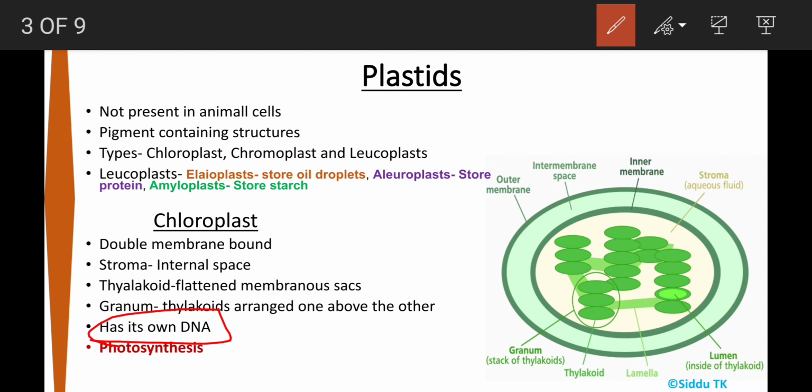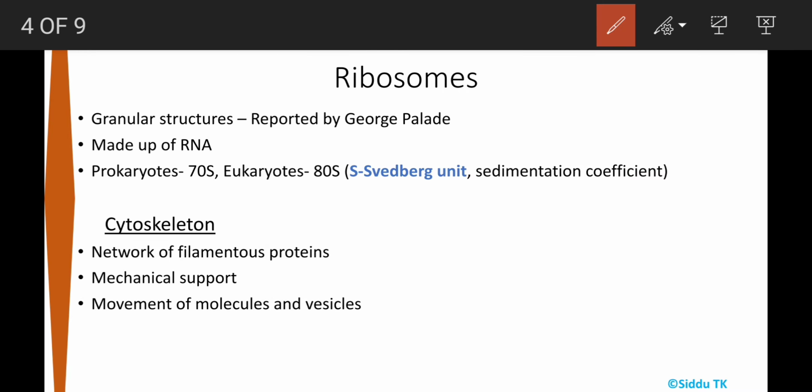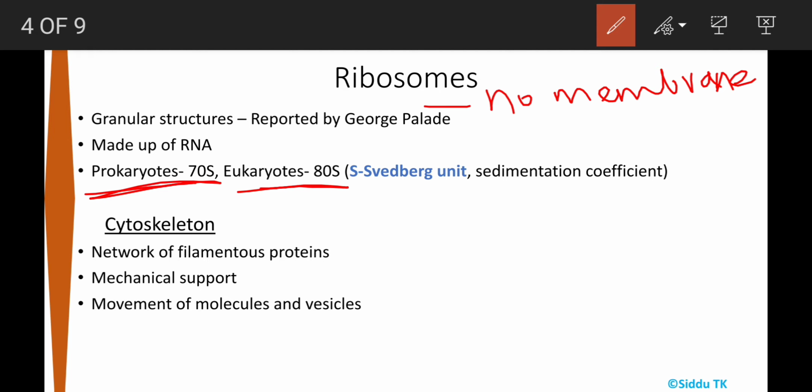Like mitochondria, chloroplast also has its own circular DNA. The main function of chloroplast is to carry out photosynthesis. Photosynthesis is the synthesis of food material. You had already studied about ribosomes. In brief, ribosomes are cell organelles which are not bound by any membrane. In prokaryotes, you will find 70S ribosome. In eukaryotes, you will find 80S ribosome.